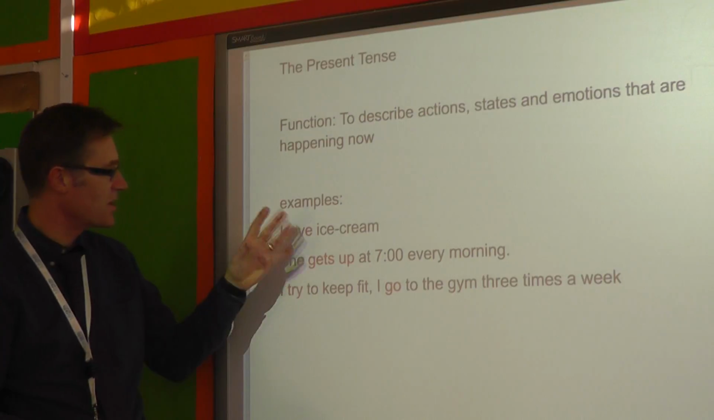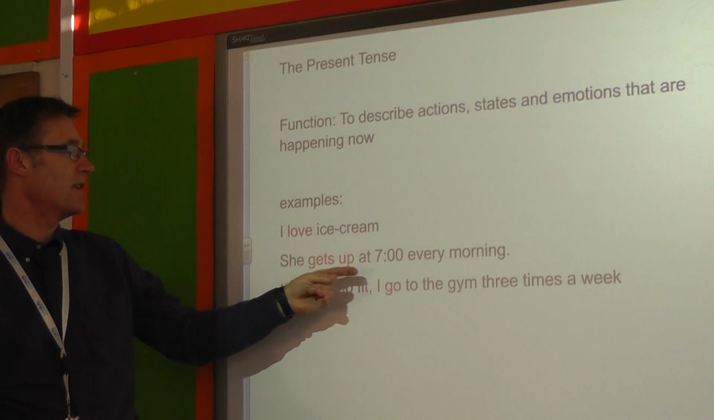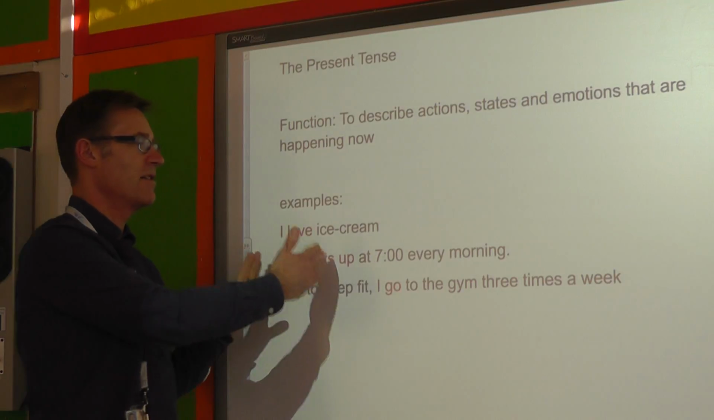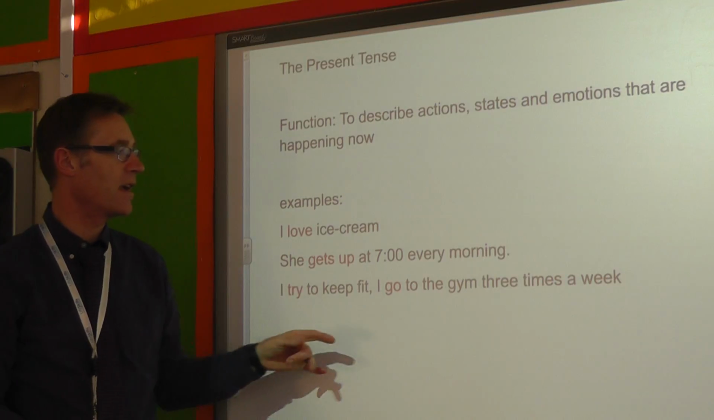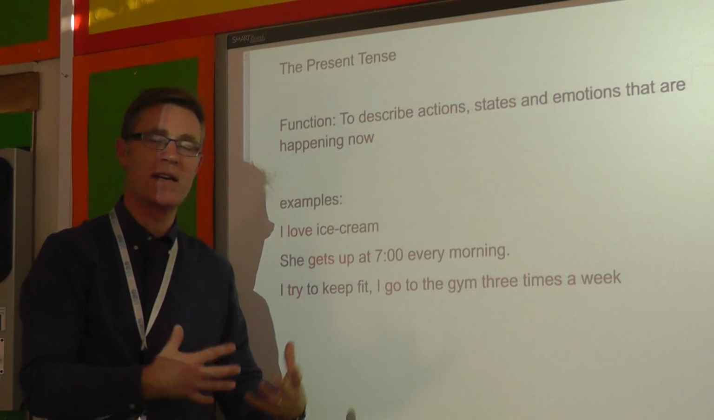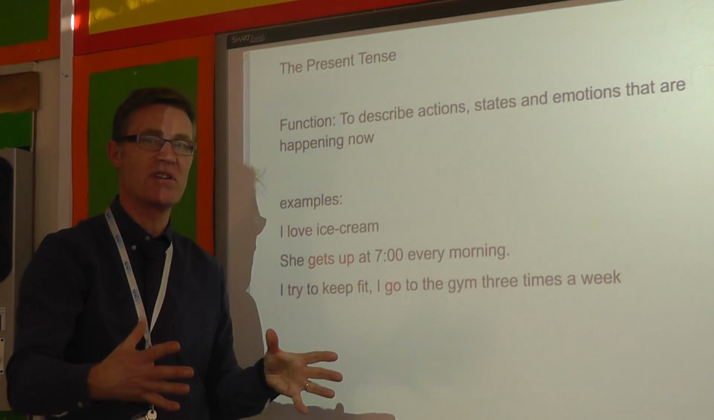Okay, so let's have a look at some examples. I love ice cream. She gets up at 7 o'clock every morning. So that's that idea of a habitual action. Okay, I try to keep fit. I go to the gym 3 times a week. So we're talking about things which are happening almost in the here and now. The idea in the present tense.